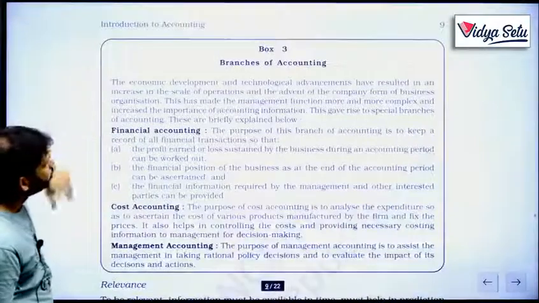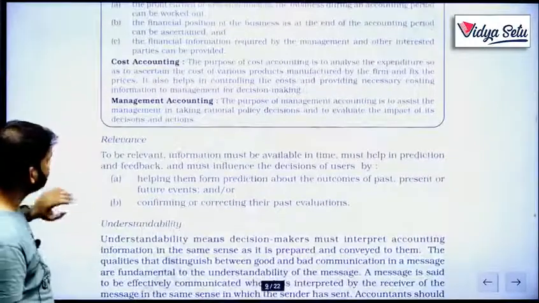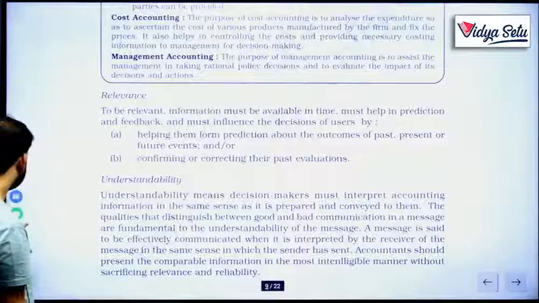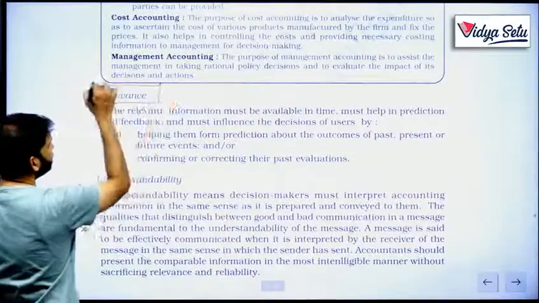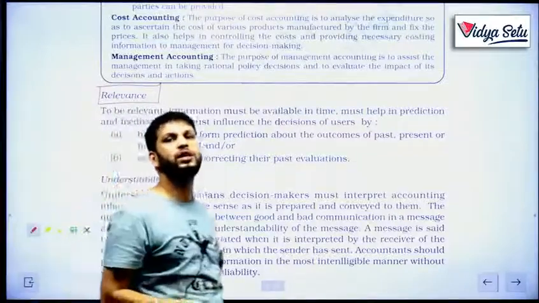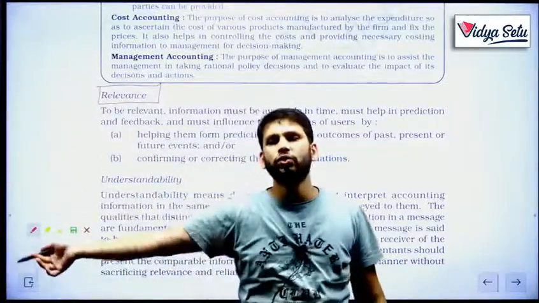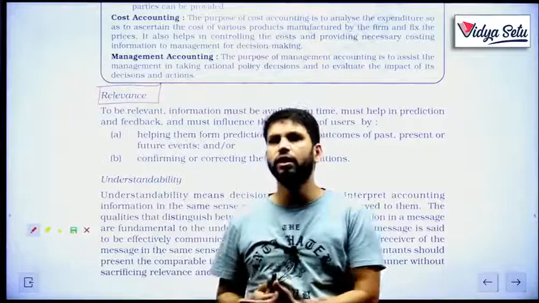Now, we'll look into branches of accounting later. Let's first study this. The second characteristic is relevance. First is reliability. Second, we don't want irrelevant information. What the neighbor is doing, we don't care. We don't want that in our accounts.